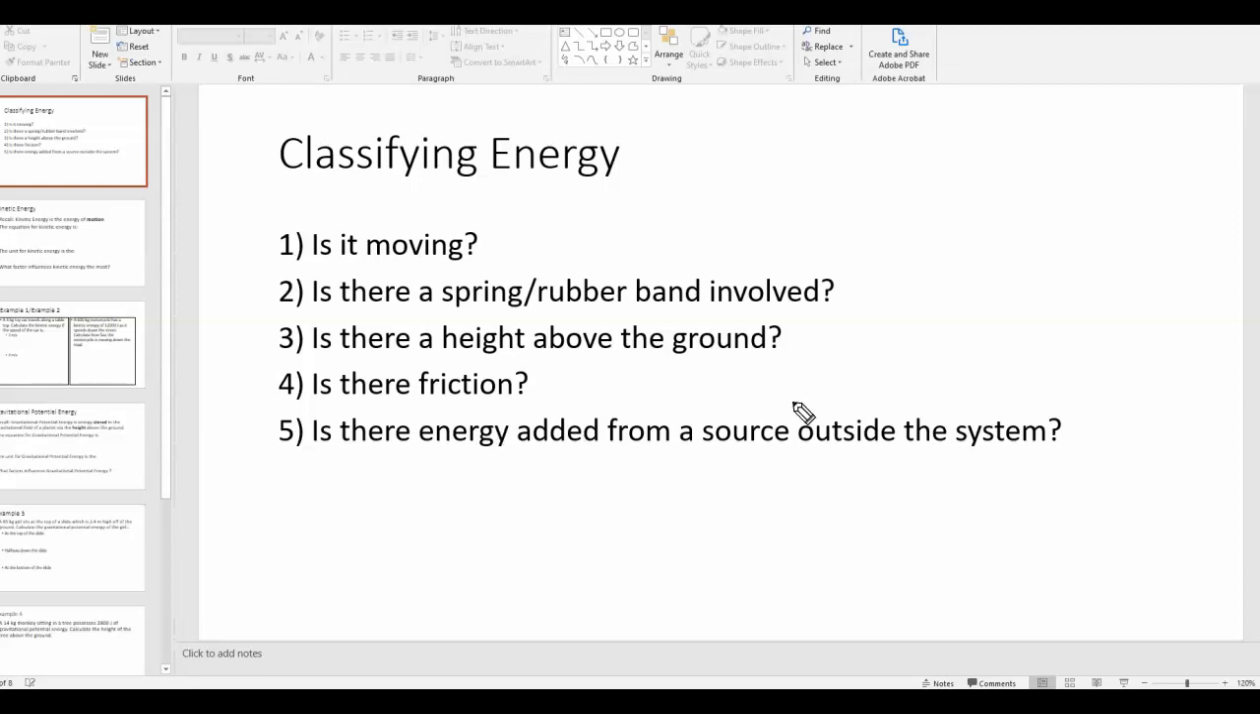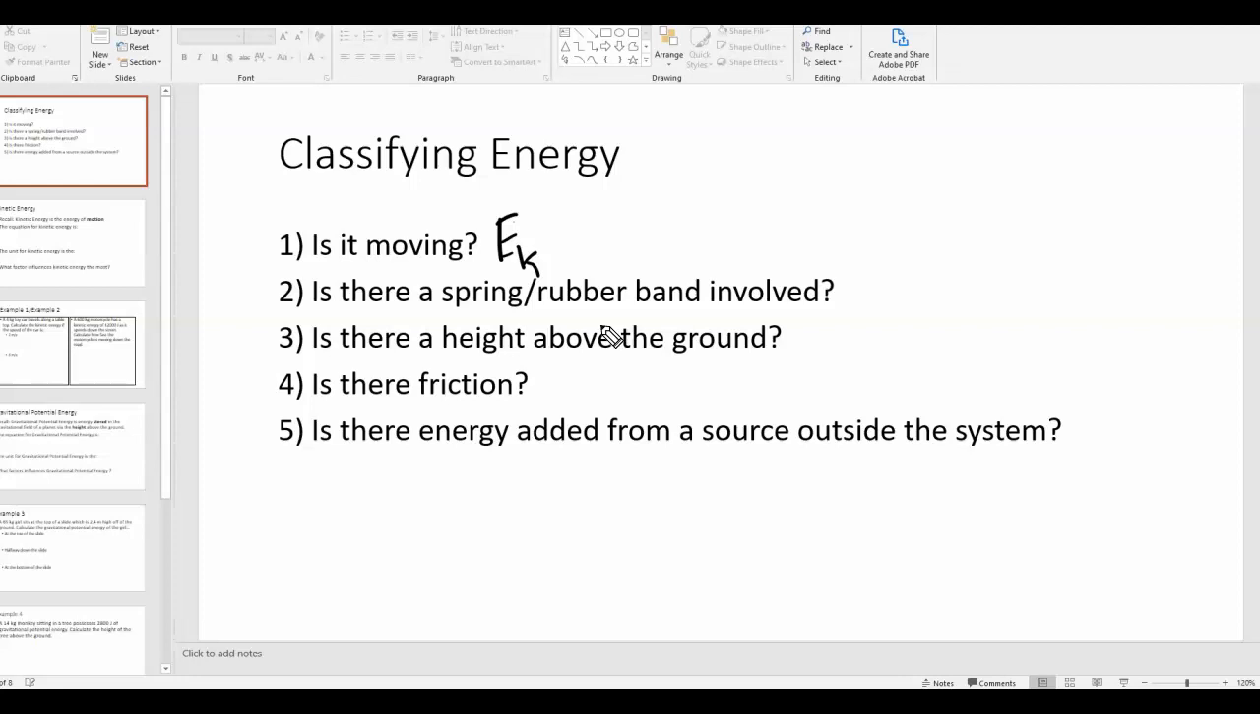Okay, so let's look at this energy checklist that you should have in your notes. And these are the questions you should be asking yourself when analyzing a situation to determine what type or types of energies exist in the problem. Okay, so first of all, is the object moving? If the object is moving, then it has kinetic energy, because kinetic energy is energy of motion. That's what kinetic means, it means motion or movement.